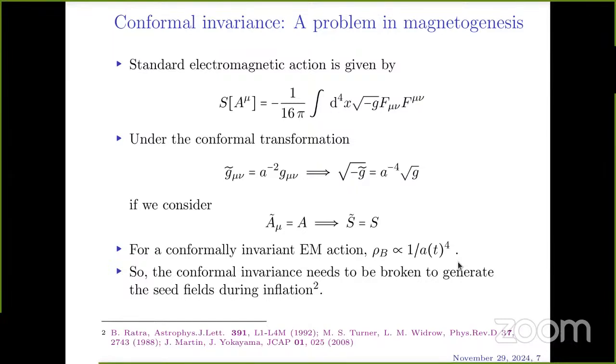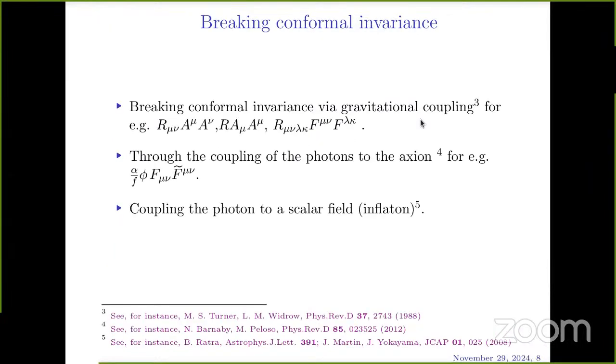So I need to preserve the energy of the electromagnetic fields generated during inflation, so that it can evolve to the present day strength, which is the range of amplitude I have shown in the first plot. So we need to break the conformal invariance of the standard electromagnetic action. There are certain ways discussed in several literatures. One is by coupling the electromagnetic action to the Ricci scalar, Ricci tensor, or Riemann tensor. Another is by coupling to another action. The third one is coupling the photon to a scalar field, which is what we follow. So all my description of the generation of magnetic fields will be where the photon is coupled to the inflaton field.